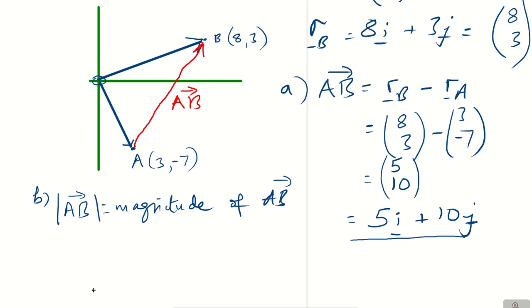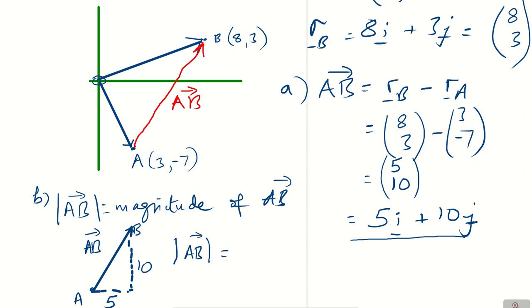We know that AB, and I'll sketch it again, this is the vector AB. It's the vector that goes from A to B, and we know that it's 5i plus 10j. What that means is we know that it's 5 in the x direction and 10 in the y direction. So we know it's (5, 10), like that. So to find the magnitude of it, we just have to use Pythagoras.